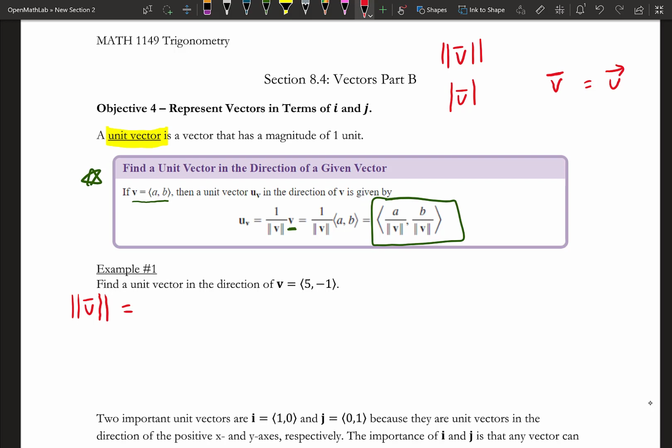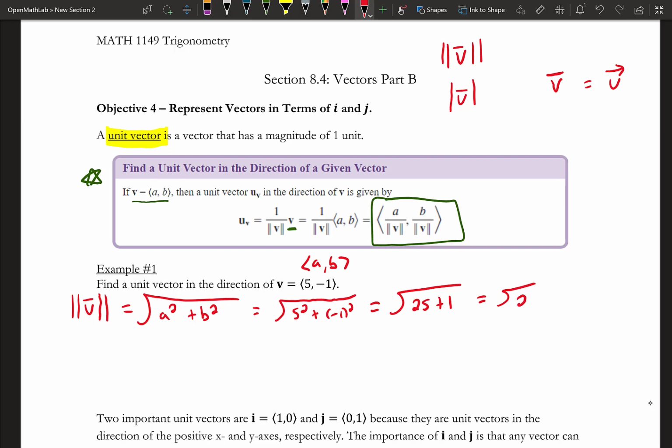So to find a unit vector in the direction of v equals 5, negative 1, we start out by finding the modulus, the magnitude of vector v. This would be equal to, remember, the square root of a squared plus b squared. Here, remember, this is in the form a comma b. So a is 5 and b is negative 1. If we just plug those in, we get this. So this becomes the square root of 25 plus 1, which is the square root of 26.